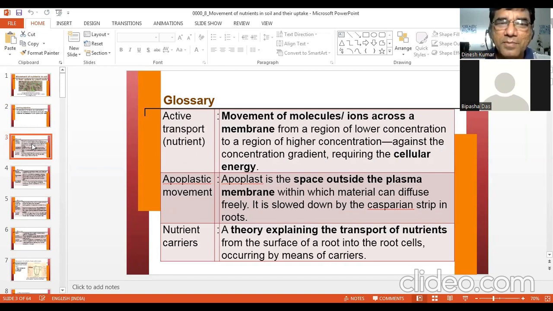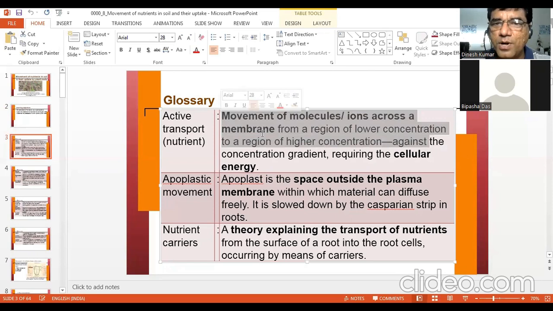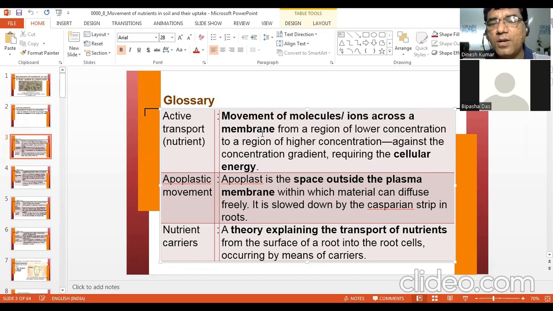Active transport of nutrients means movement of molecules or ions across a membrane from a region of lower concentration to a region of higher concentration. This is important. This may include molecules like boric acid. It may include certain other molecules, organic molecules, or it may be ions. So it is movement of molecules or ions across a membrane. Membrane is basically your plasma membrane.